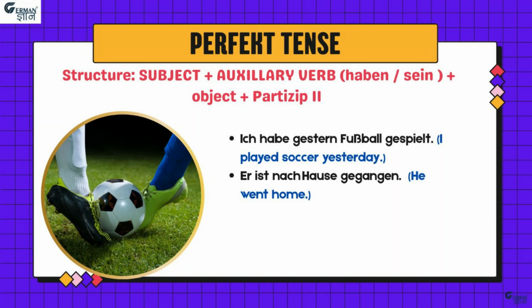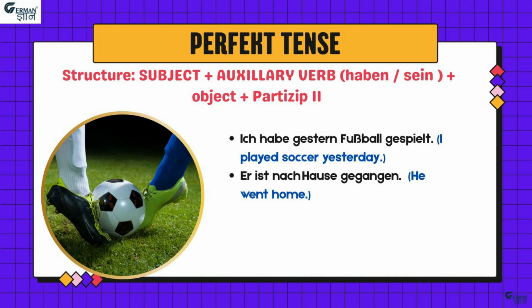The third sentence structure is of perfect tense. We all know that we have three past tenses in the German language, that is Perfekt, Präteritum and Plusquamperfekt. But in A2 level we only discuss Perfekt and Präteritum. The sentence structure of Perfekt is that first your subject will come, then at the second place your auxiliary verb will come. The auxiliary verbs are haben or sein, and then your object will come, and at the end of the sentence you will write the past participle of your main verb.